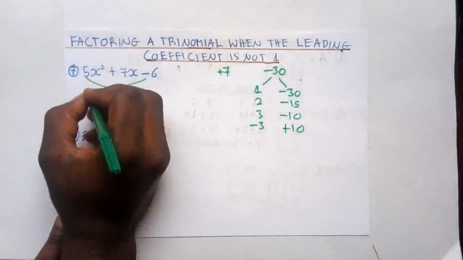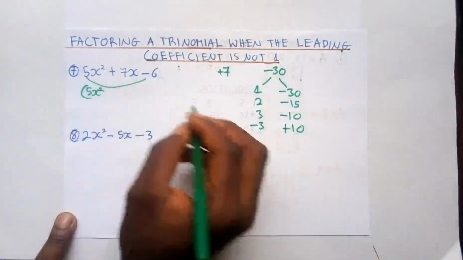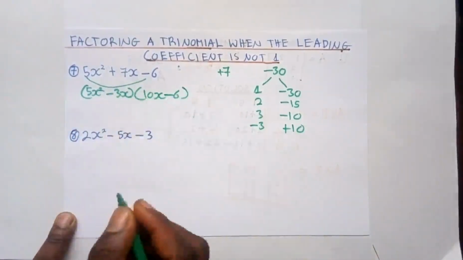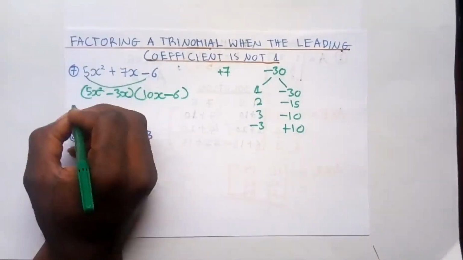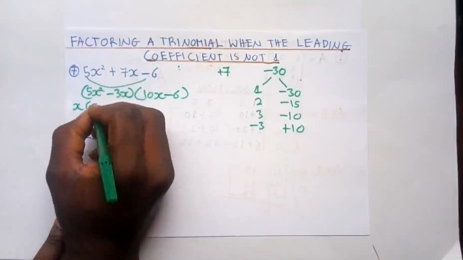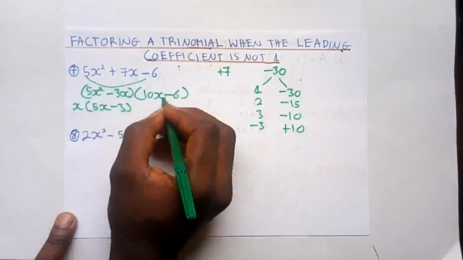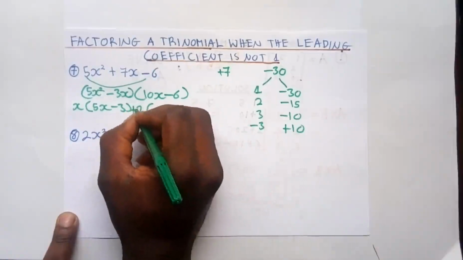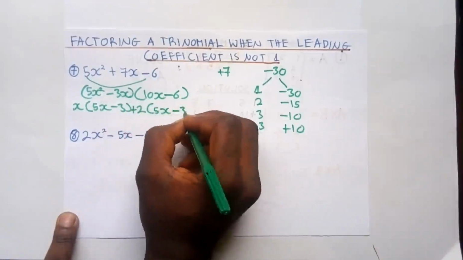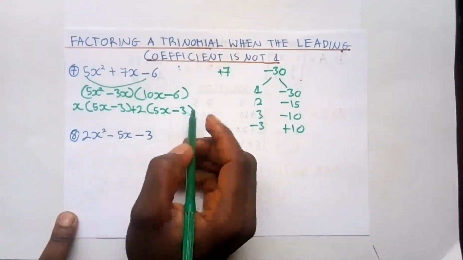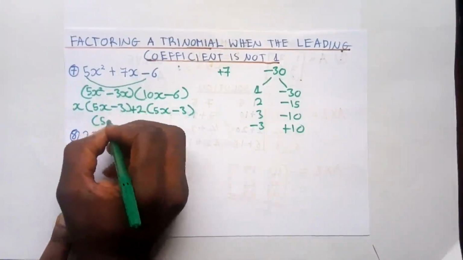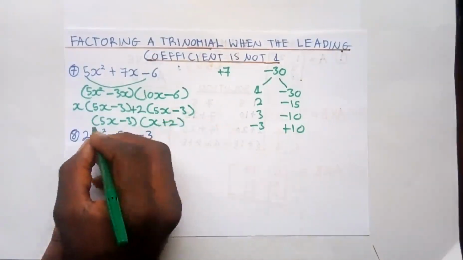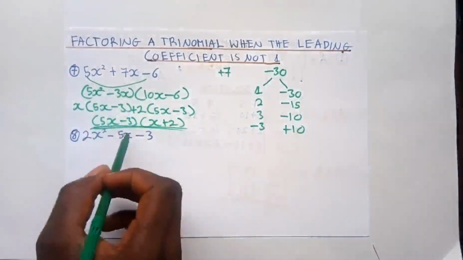So the answer to this question becomes 5x squared minus 3x, then plus 10x minus 6. Factor this: you can bring out x here, remaining 5x minus 3. And here you can bring out 2, that is positive 2, remaining 5x minus 3. So 5x minus 3 and 5x minus 3 are the same, so just take 1 out. 5x minus 3 and x plus 2. So when you factor this, you're going to have this as the answer.